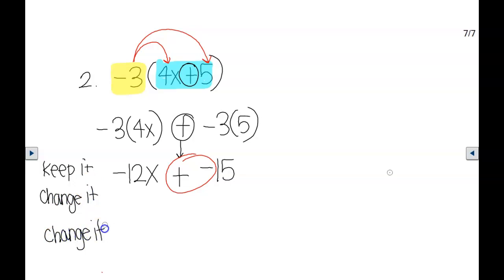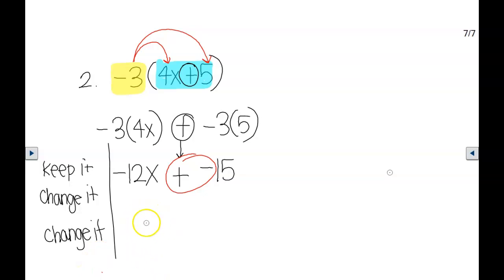And I know that served you well, but keep it, change it is one of those things that now you're moving from elementary and middle school math into high school math that we need to kind of let go. But here's how that would work. Okay, because I don't like this double sign, I'm going to keep it, change it.